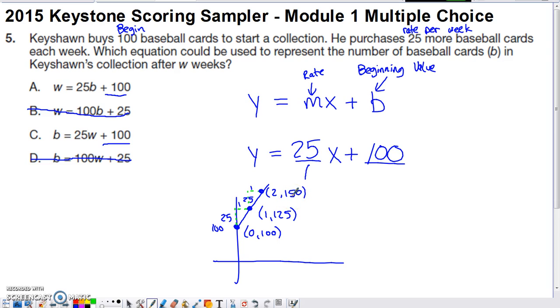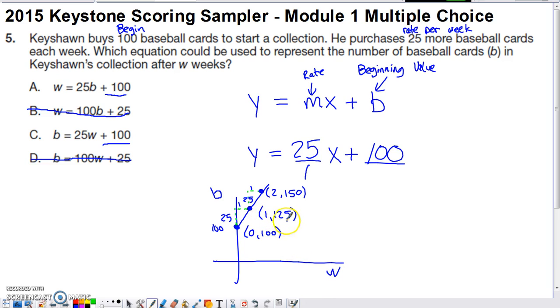So which variable is really being plotted on the y-axis here, which variable is replacing the y? Well, this is going to be the amount of baseball cards that we have in the collection. Right, I started with 100. After 1 week, I'm up to 125. After 2 weeks, I'm up to 150. So I've got my B values on the y-axis, and the number of weeks that go by is what I have plotted on the x-axis.